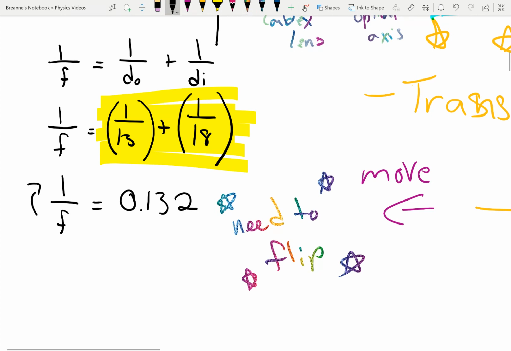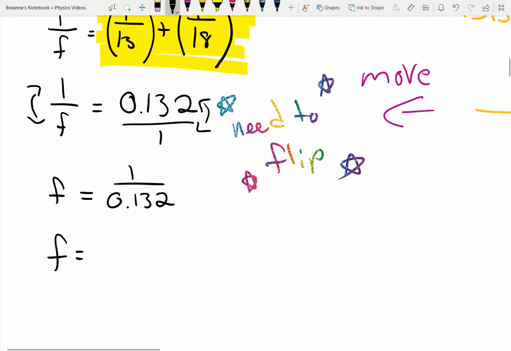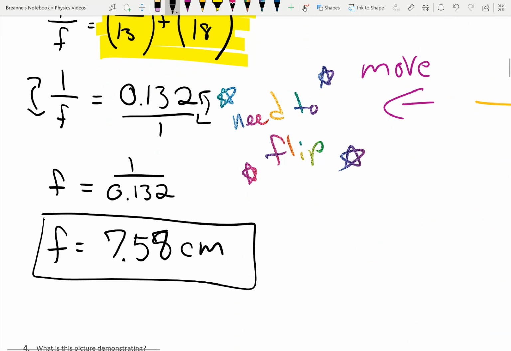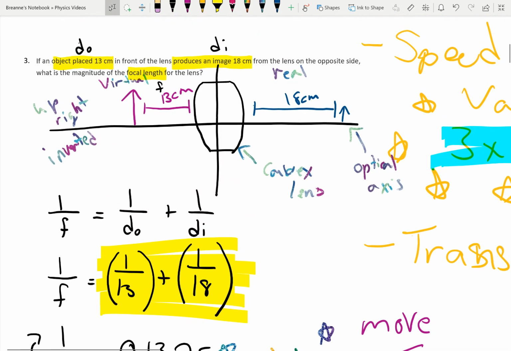So basically, you're flipping this, because this is just like 1 over, or that over 1. So your F equals 1 over 0.132. Then you can just plug that in your calculator. So your F equals 1 divided by 0.132, and you get 7.58, rounding, centimeters. Right? Everything's in centimeters? Correct units. Yay, centimeters. There we go. So that would be your focal point. So your focal point would be somewhere about there. That's where your focal point would end up being.